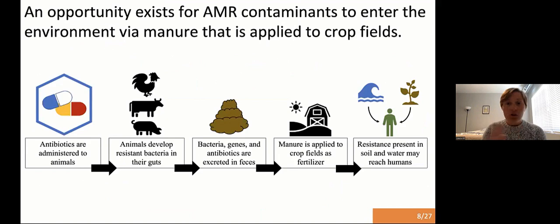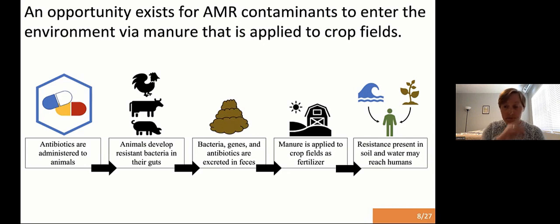So like I said, there's numerous pathways for AMR to develop and then spread to the environment. But the pathway that we're going to be focusing on today involves the excretion of resistance contaminants in animal manure, and then the use of that manure as a fertilizer. And so just to quickly walk you through what this looks like, antimicrobials, predominantly in the form of antibiotics, are commonly and necessarily administered to production animals to just maintain the health of animal herds. However, that antibiotic use can also create an opportunity for bacteria in animal digestive systems to develop resistance.